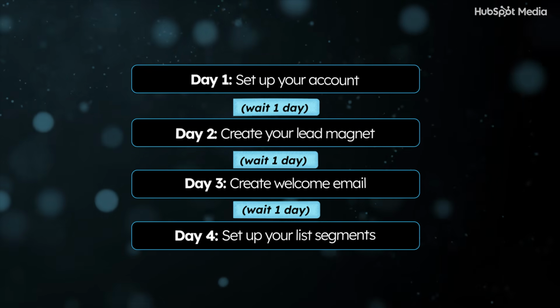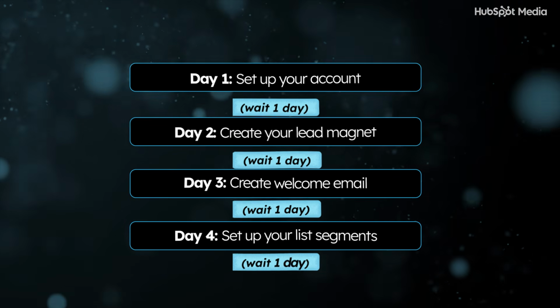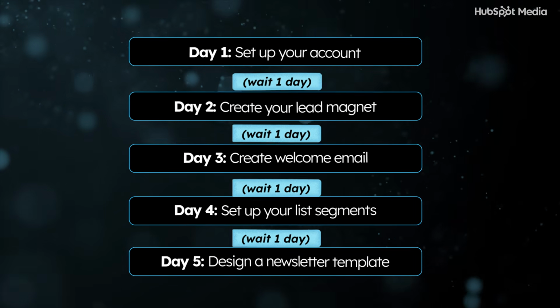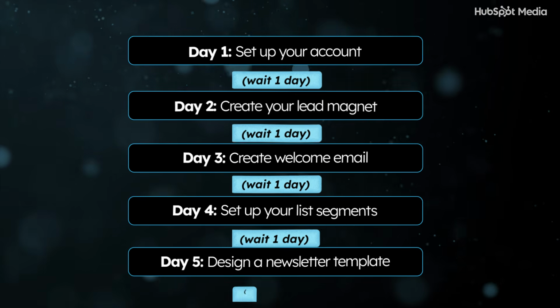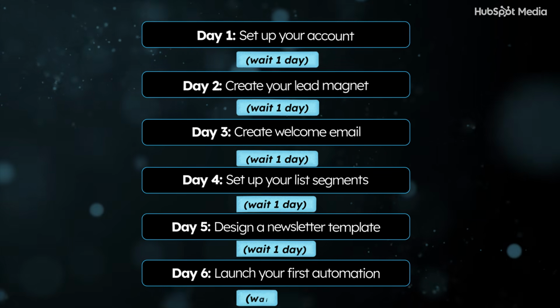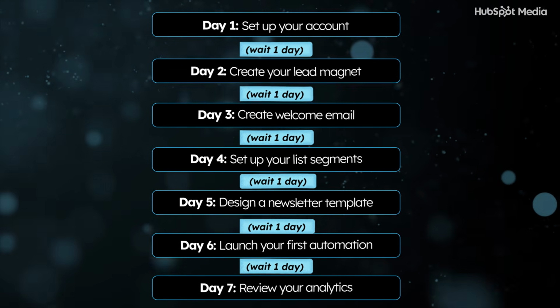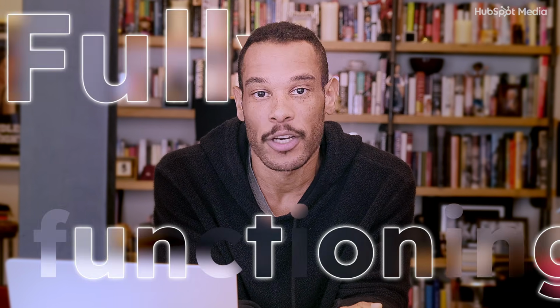Day 4, set up your basic list segments like new versus returning subscribers. Day 5, design a reusable newsletter template that fits your brand. Day 6, launch your first automation like a lead nurture or sales sequence. And Day 7, review your analytics and pick one thing to test for the next week. That's it. One focused step per day, and by this time next week, you'll have a fully functioning email marketing system that grows with your business.